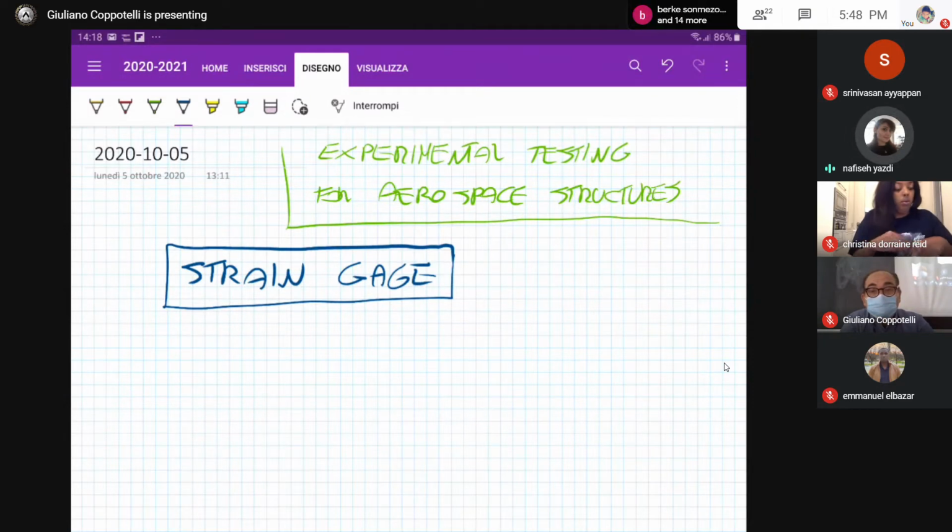Strain is the change in the displacement, the ratio of the changing displacement to the first length. And I think it is dimensionless. Yes, you're right. You successfully passed the aerospace structure exam, I see. So, for sure, the strain is dimensionless because it's the ratio between the change of the length with respect to the reference length. Or, in other words, it is the unit change of length.